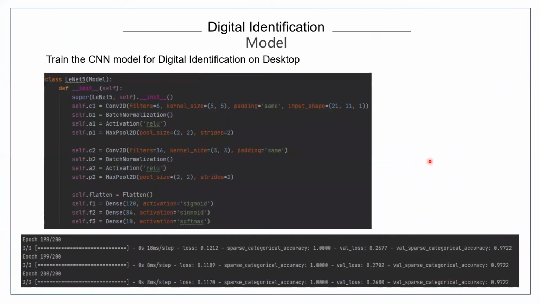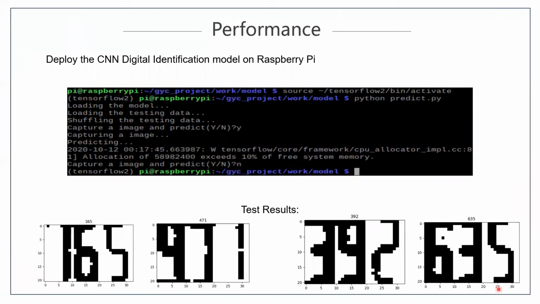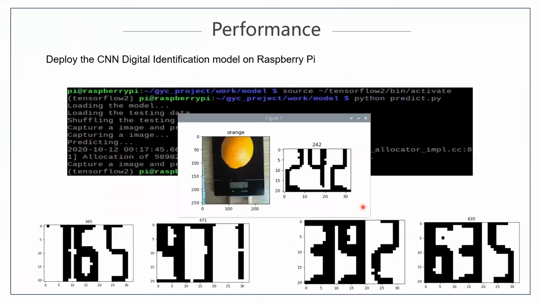For the digit identification model, we can also see the network structure, which is simpler than before. And we can see the result that after nearly 200 epochs, we can get 97% accuracy. We can also see the test result, it can do the correct prediction for the input images. And we can also run them together. We can do the object prediction and the digit prediction.